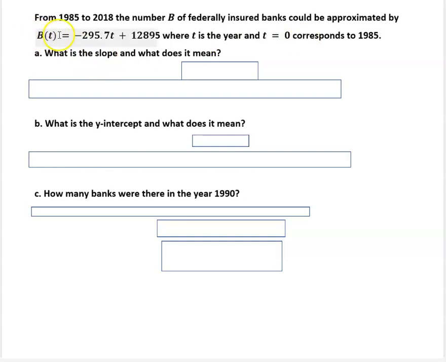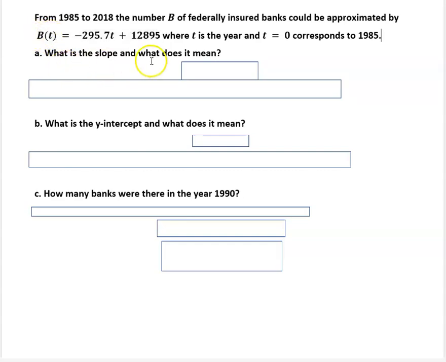If you haven't seen this format before, this just says that we're talking about a function and we're using the variable T in our function. That's just function notation. It doesn't mean B times T. It just means B of T as a function using T.